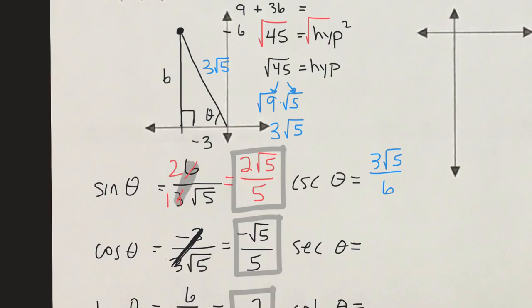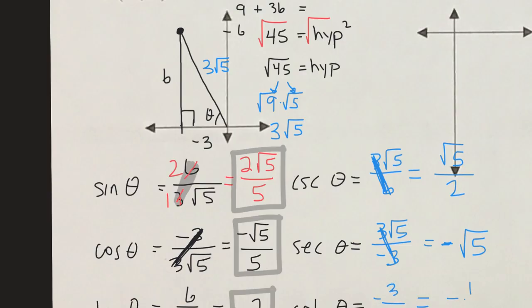Okay, so 3 root 5 over 6. What can we reduce? The 3 and the 6, which becomes a 1 root 5 over 2. Root 5 over 2 is the cosecant fraction. Okay, secant is 3 roots of 5 over negative 3. 3 divided by negative 3 is negative 1. So negative root 5, right? There's no more denominator. Since the denominator is a 1, you don't ever have to write divided by 1. And then cotan is negative 3 divided by 6, which reduces to negative 1/2.